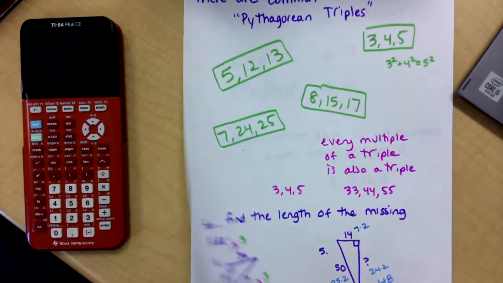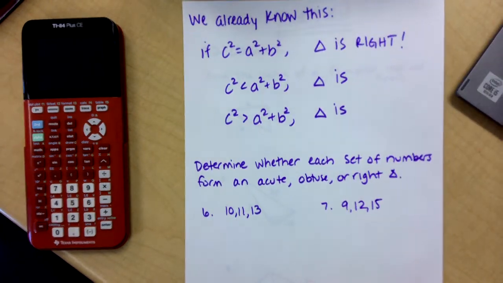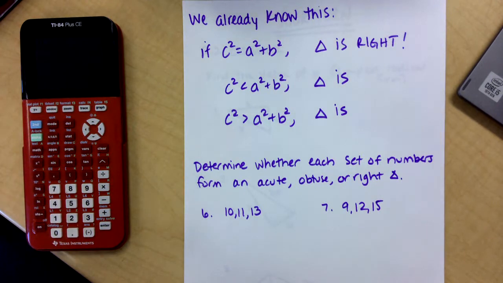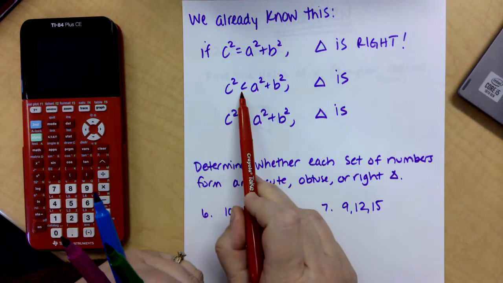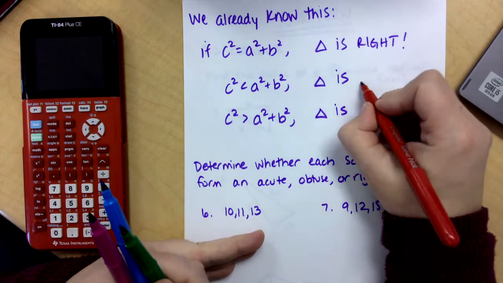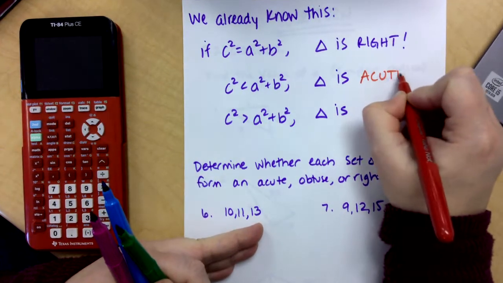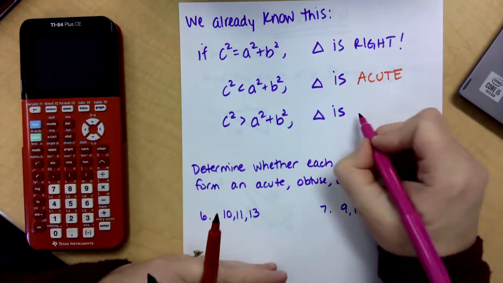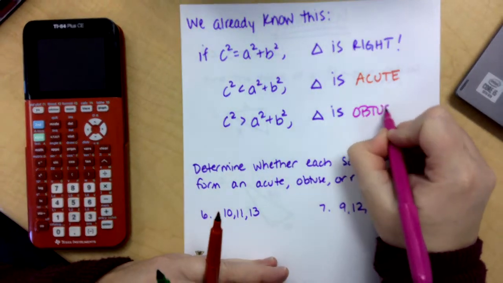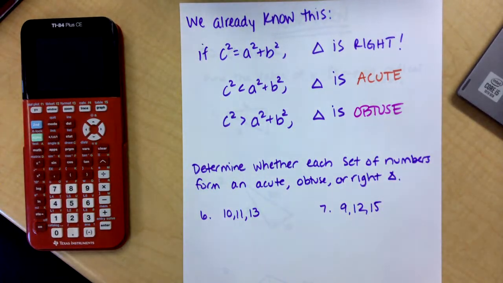All right, a little bit left. We already know that if c squared equals a squared plus b squared, the triangle is right. Now, we can also use this Pythagorean inequality. If c squared is less than a squared plus b squared, the triangle is acute. And if c squared is greater than a squared plus b squared, the triangle is obtuse.